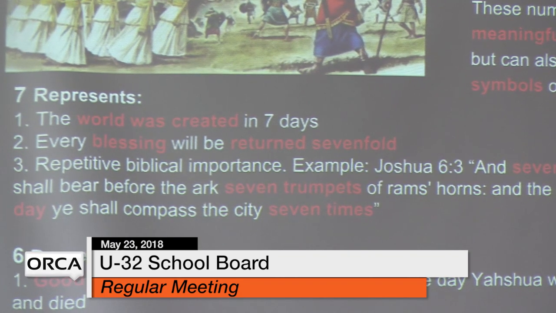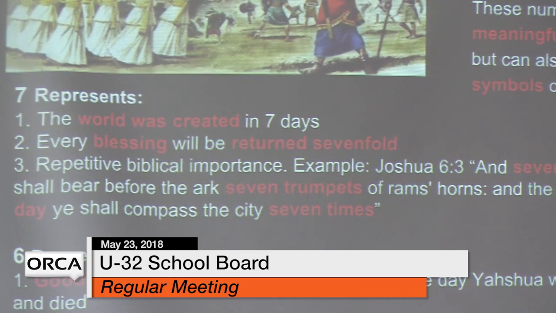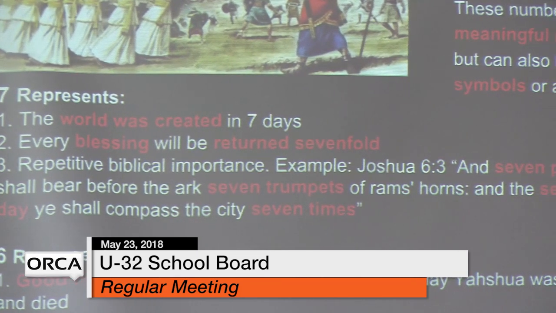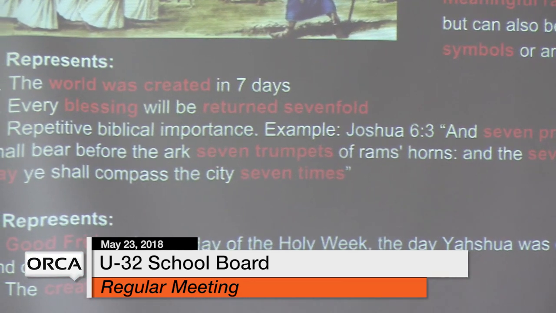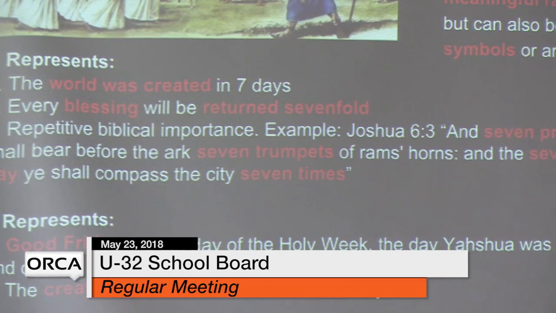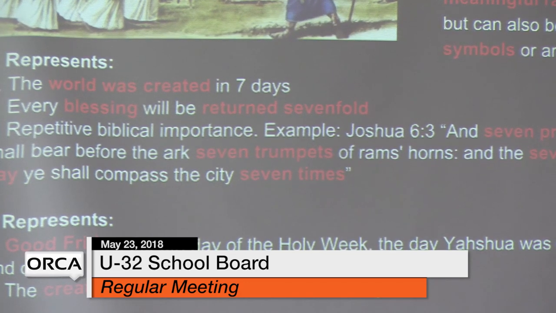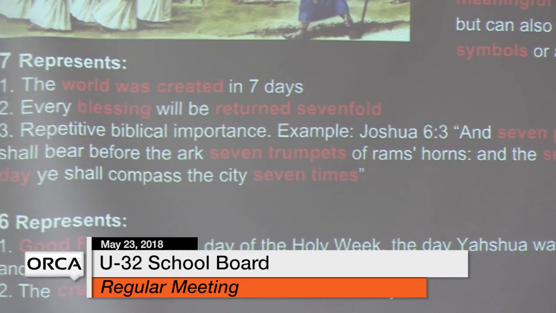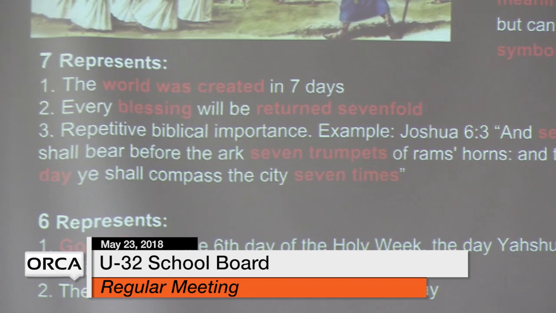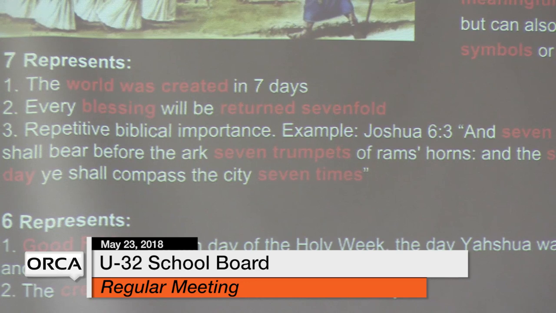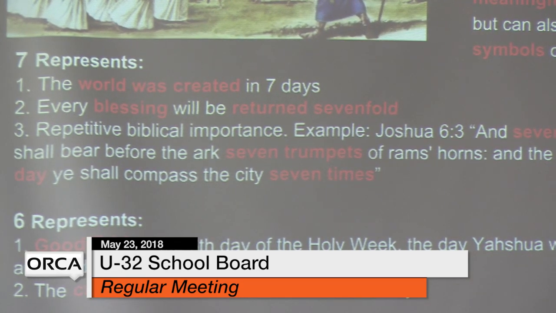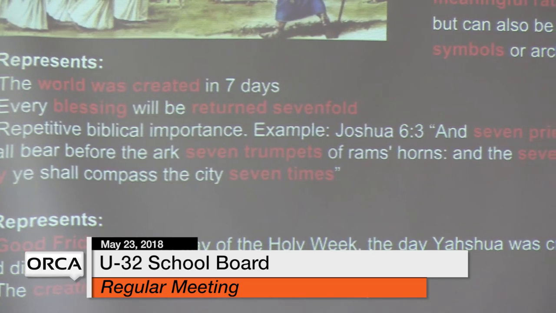And an example is in Joshua 6:3, which was the Battle of Jericho, which was the first battle that the Israelites had to do to defeat Canaan, which was considered their promised land, and so they were trying to conquer it. And it says, "And 7 priests shall bear before the ark 7 trumpets of ram's horns, and the 7th day ye shall compass the city 7 times, and the walls of Jericho will come tumbling down, and you will defeat them." And according to the Bible, it happened.